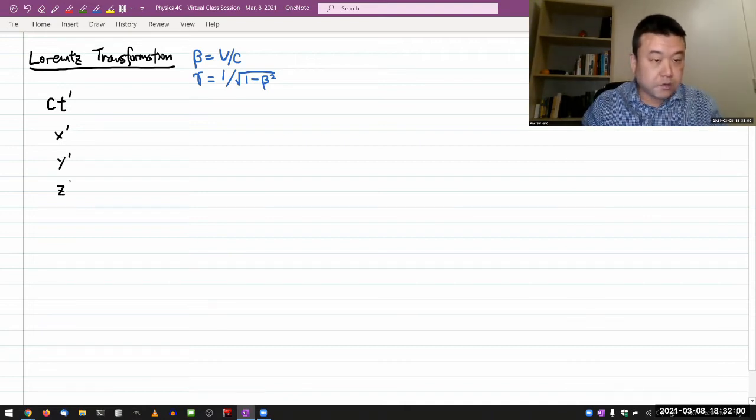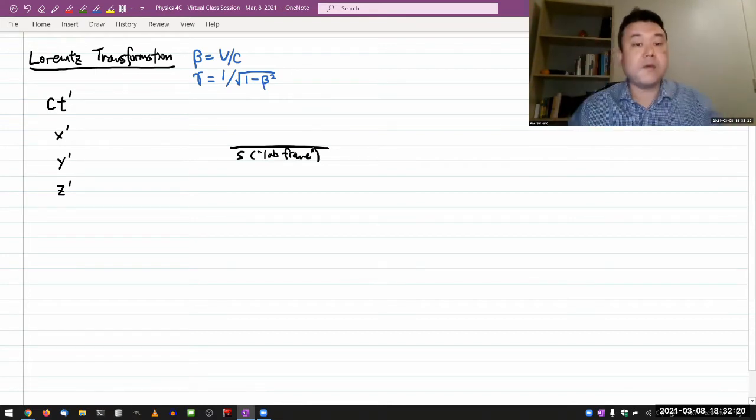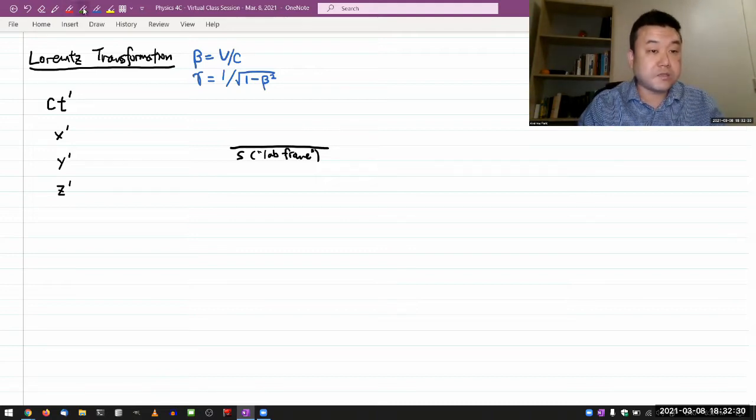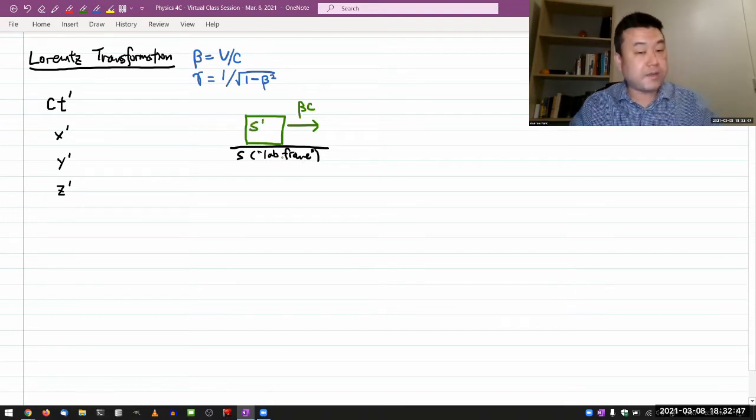As a quick description of what this priming means, you have to imagine two inertial reference frames. One inertial reference frame is at rest. You might call this the quote-unquote lab frame. This is what you maybe think of as the rest frame. And you can think of a second inertial reference frame. It's inertial in that it's not accelerating. It's moving at some constant speed. This other inertial reference frame could be defined by a vehicle or something that's moving at some speed, beta c, relative to the lab frame. And this would be our primed coordinate system.